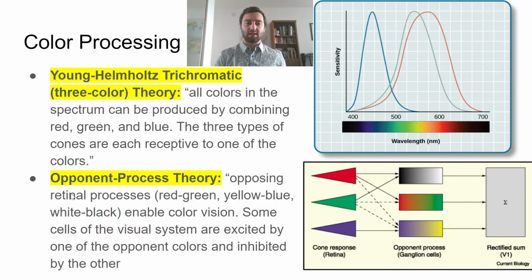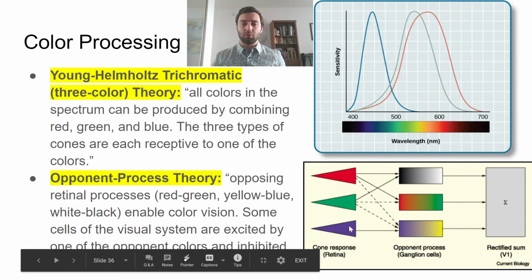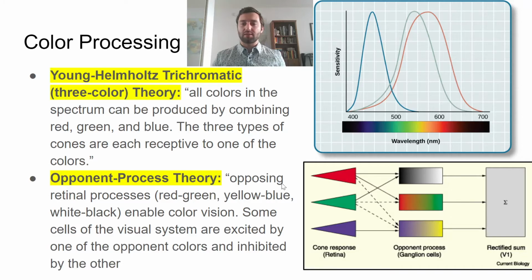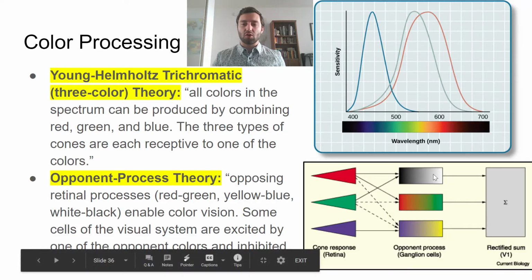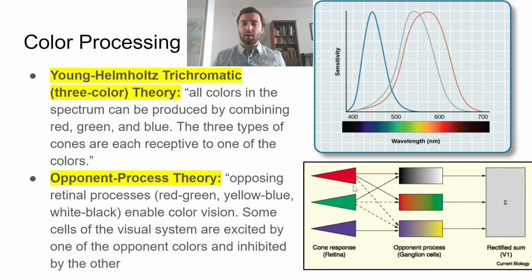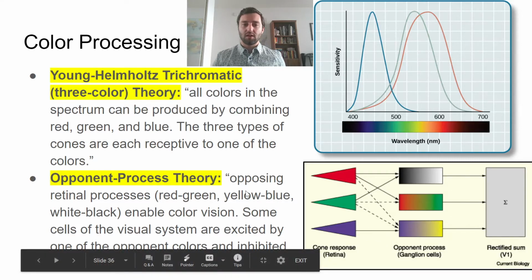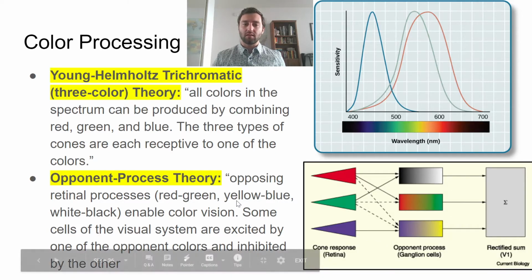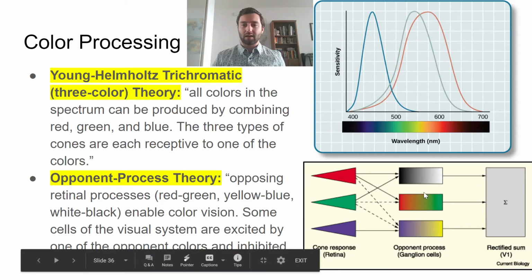And basically what they say is there are opposing retinal processes that enable color. So there still are the red, green, and blue cones. These are the cones. But each of them is actually working not just with themselves, but there's also this opponent process that are what are called ganglion cells. So these ganglion cells are also the opposite of those colors, right? So it's red and green, yellow and blue, white and black. So white versus black, red versus green, blue versus yellow.